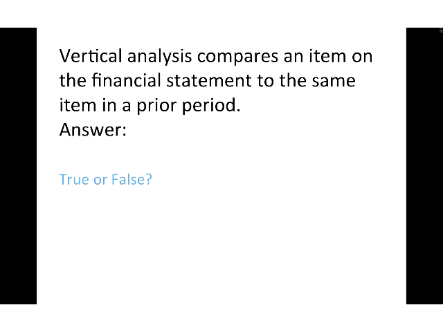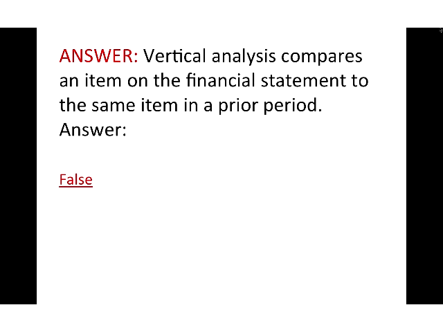Okay. So we got down to a lot of falses, and this is indeed false. Vertical analysis is within the same period. On the income statement, we're dividing everything by net sales. On the balance sheet, we're dividing everything by total assets. Vertical analysis doesn't have anything to do with comparing to prior periods. Prior periods is horizontal analysis. So online, mostly false, so that's good.